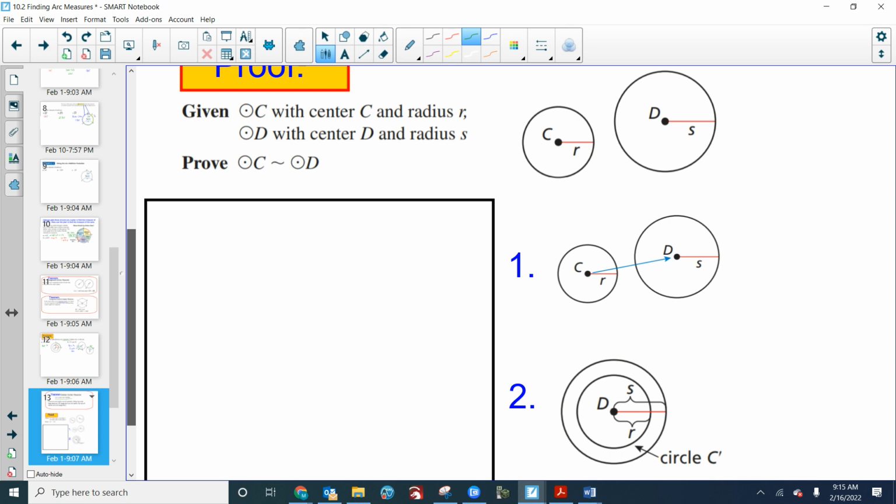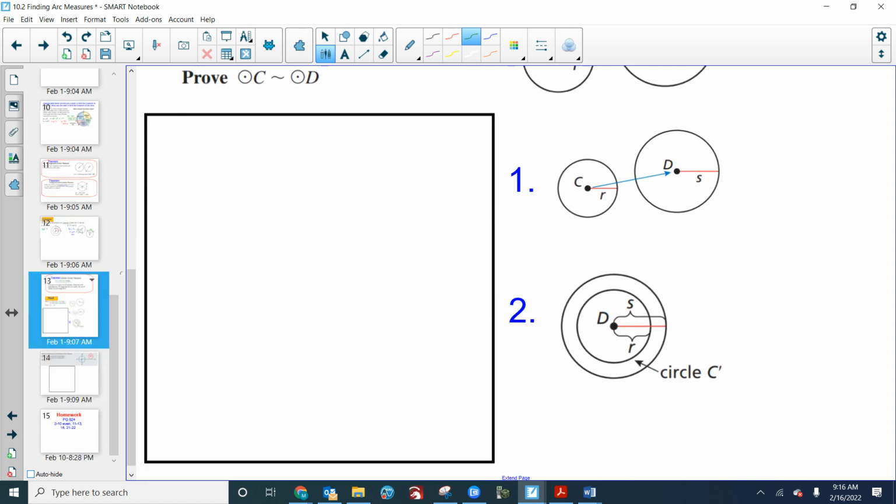Do you remember how to find a scale factor? Was it new divided by original or original divided by new? New divided by original. So what do I need to multiply this radius by to get that? S divided by R. Right? If this was 5 and this is 2, 5 divided by 2 is what you'd multiply this circle by to get that one. In general, S divided by R. Does that make sense? So you would translate it over and up and then multiply by a scale factor of S over R. All right, that's just the general idea there.